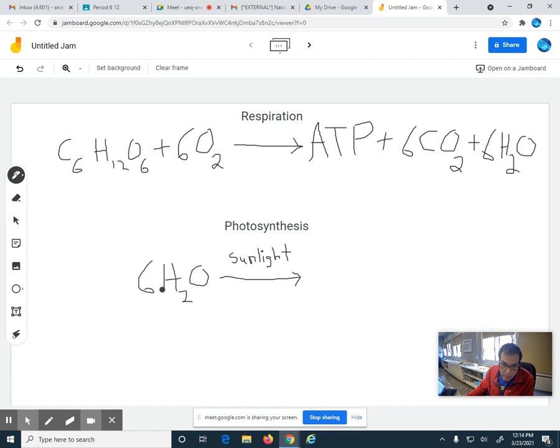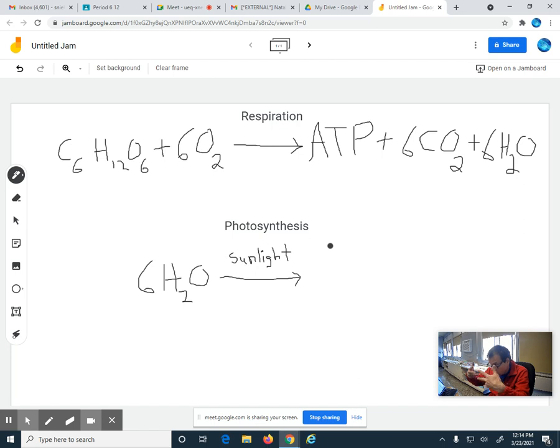So sometimes you'll see people write H2O plus sunlight on the left side as a reactant. It's just to make it easier to understand. I'll show you why in a minute. But really it belongs here over the yield sign because it's not used in the reaction to form new molecules.